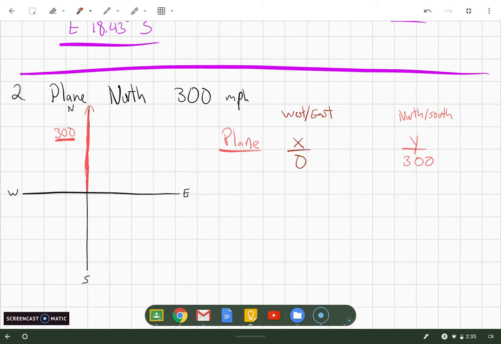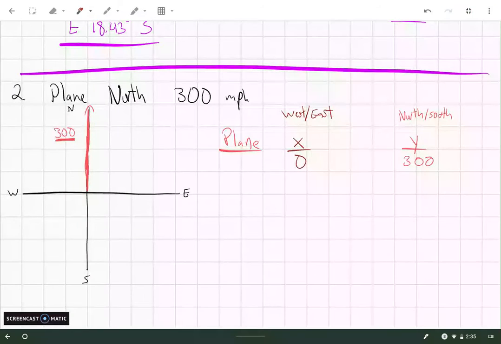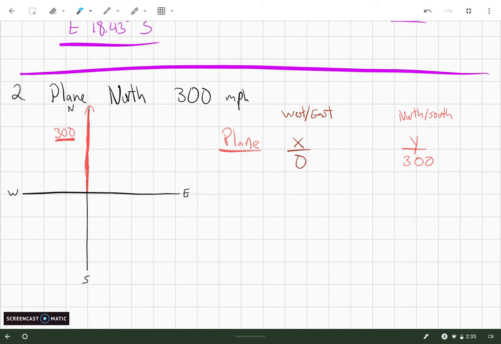So we have everything broken down into our x and y parts for that vector. Next we have the wind from the southwest at 50 miles per hour. It's coming from the southwest, so that means it's going to the northeast. Here's a quick note: if it says southwest, that means it's a 45-degree angle, exactly halfway between south and west. So that means it should go through all of these points, right?